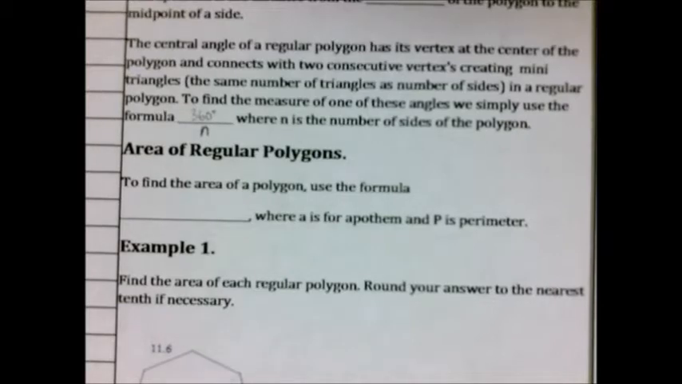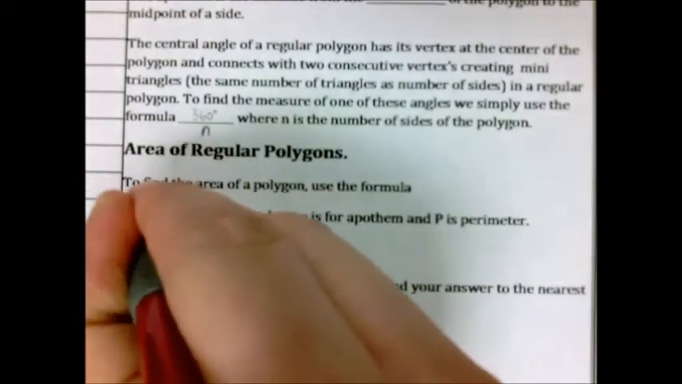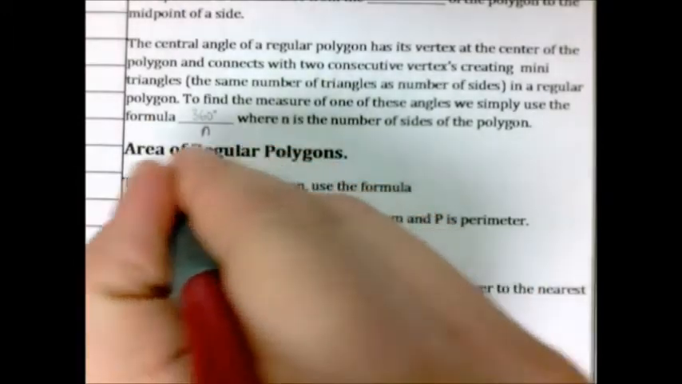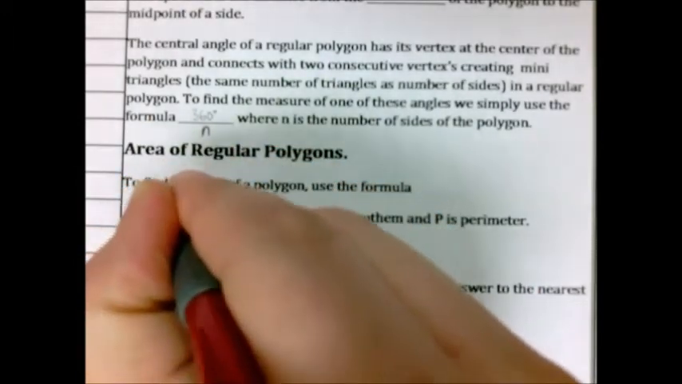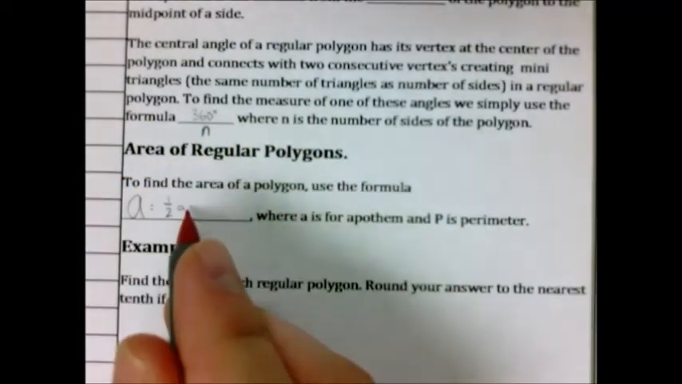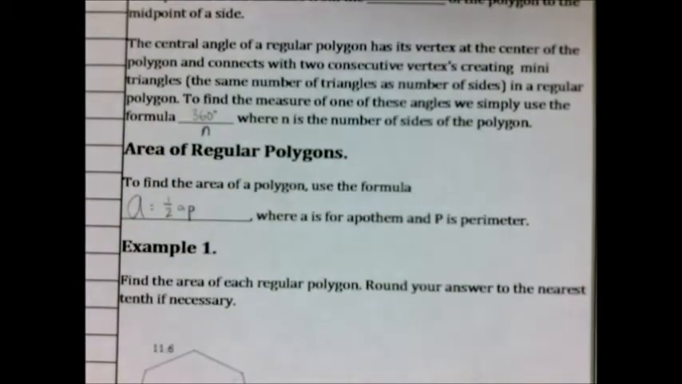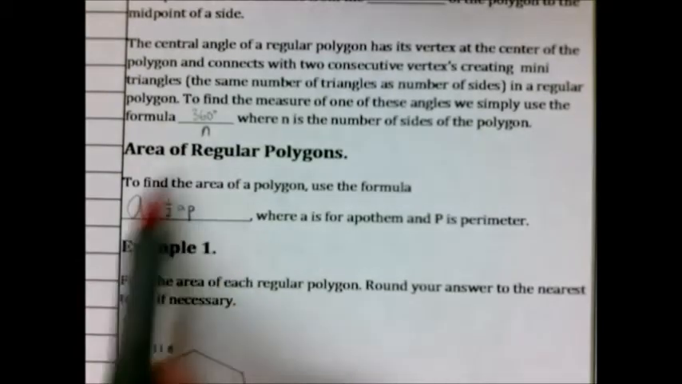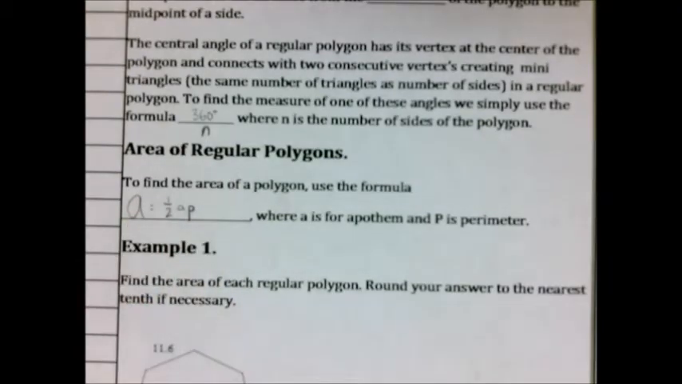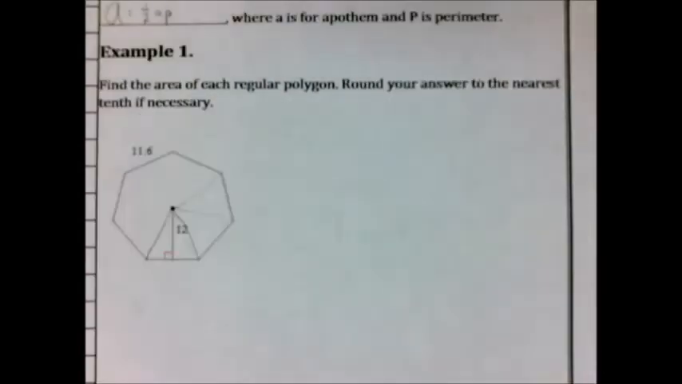Now for the area of regular polygons, we use the following formula. To find the area of a polygon, we use the formula A, meaning area, is equal to 1/2 times the apothem times the perimeter. So we can use this formula to find what the area of the polygon is going to be. This first example isn't too awfully difficult.